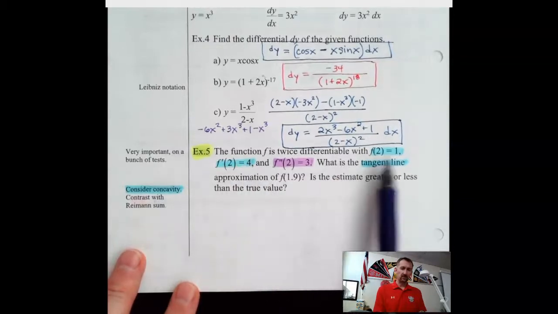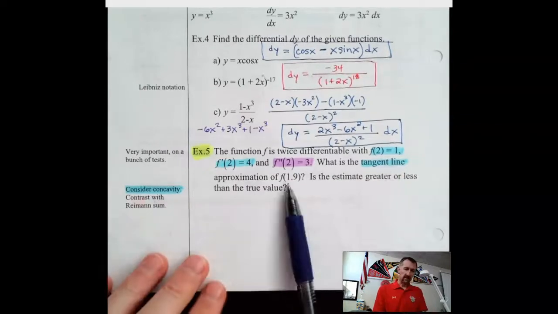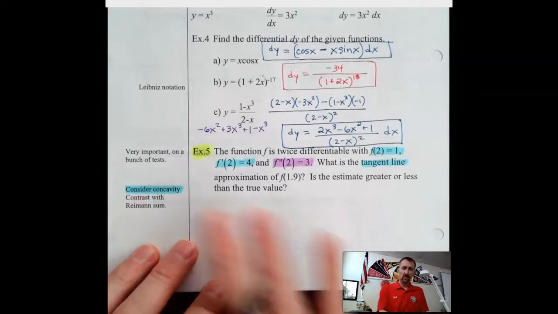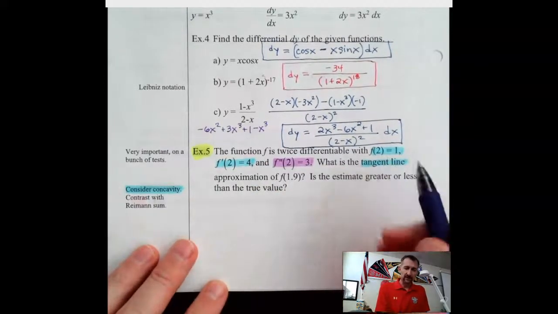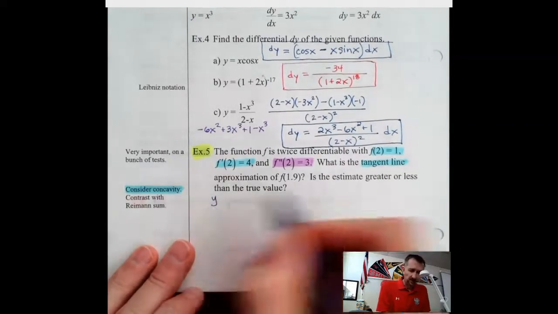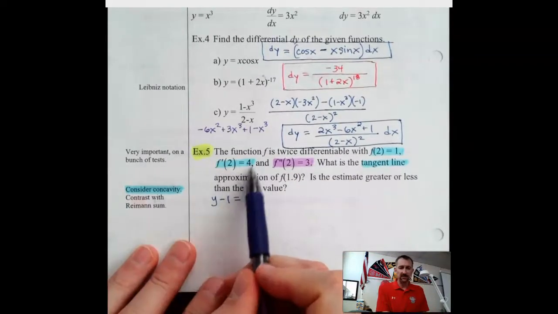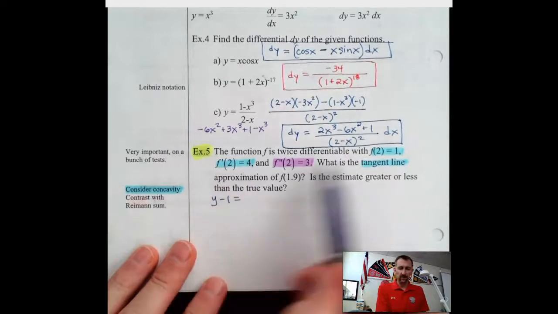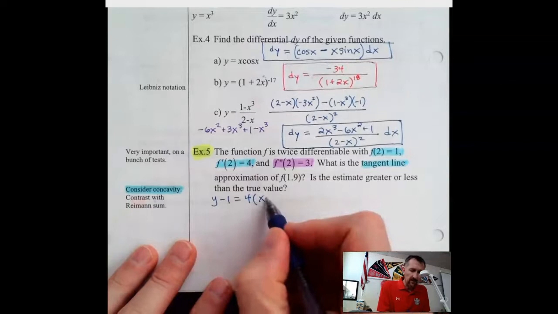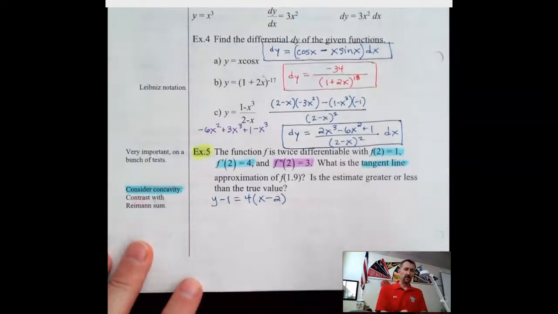Function is twice differentiable with this, this, and this. What is the tangent line approximation of 1.9? So it's so simple. Just memorize what to do when you see this. The first thing is, you see it says tangent line, so we need to write the tangent line. That's going to be y minus y equals, and then you need the slope, but the derivative is the slope. The derivative at 2, so that's going to be 4, and then you're going to have x minus, and the x coordinate is 2. So there's your equation of your tangent line.